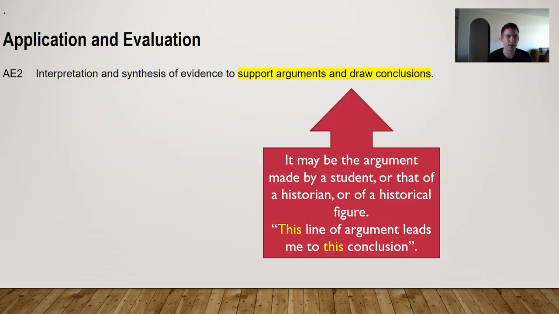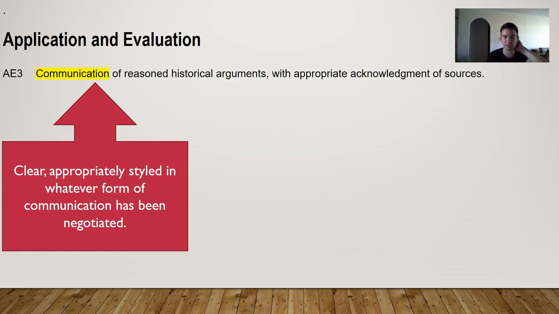Let's jump through to AE3. We'll explore these other ones as well. Here we go, communication. So what am I looking for? I'm looking for clear and appropriately styled writing in whatever form of communication has been negotiated. Obviously for this task we're looking at letters. So I want to see you using the structure of a letter. That's where I've talked about having the date, the location that the letter's been sent from, and then dear, whoever, writing the letter, and then finishing it off with a yours sincerely or a Hail Hitler or whatever it is to close off the letter. If you can write that clearly, you'll be doing quite well.